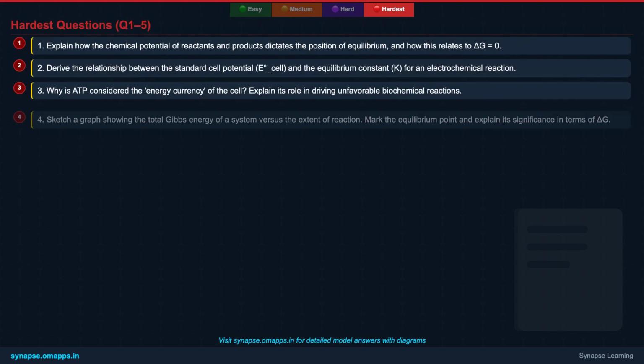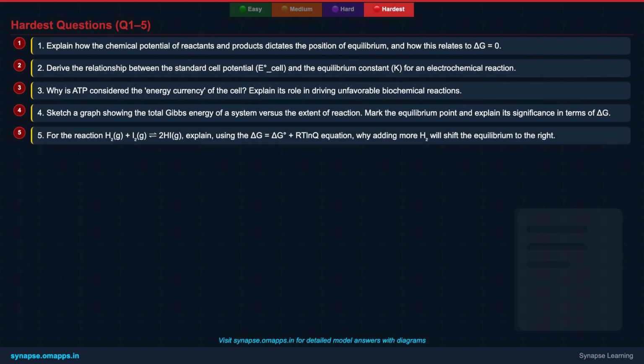Alright, it's time for the ultimate test of your understanding. These first 5 questions delve into the most complex aspects of Gibbs energy and equilibrium. They require a comprehensive grasp of derivations, interconnections, and real-world applications. Take your time to analyze each problem thoroughly and apply all the advanced concepts we've discussed.